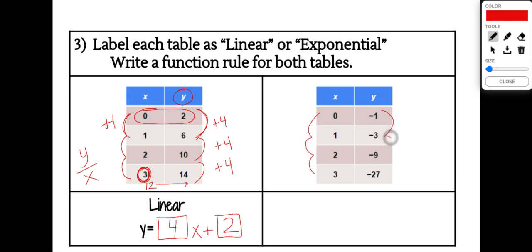All right, over here, we can see the x is going up by 1. Let's look at the y. What's happening in the y? Do you see it? It's multiplying by 3. Yes, we're seeing tripling. We see a multiplier. That's exponential.